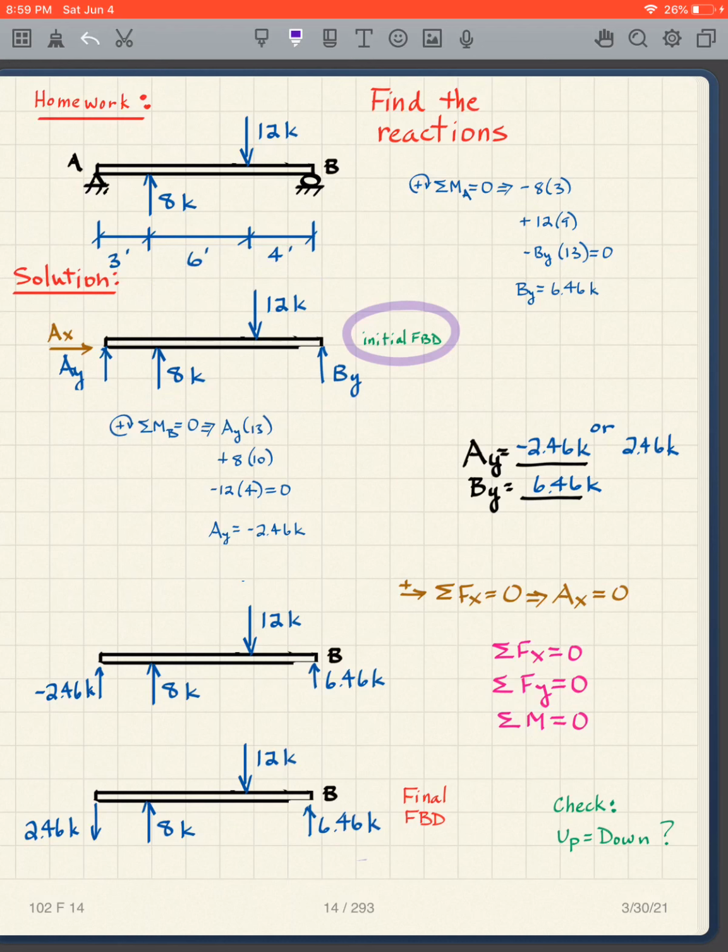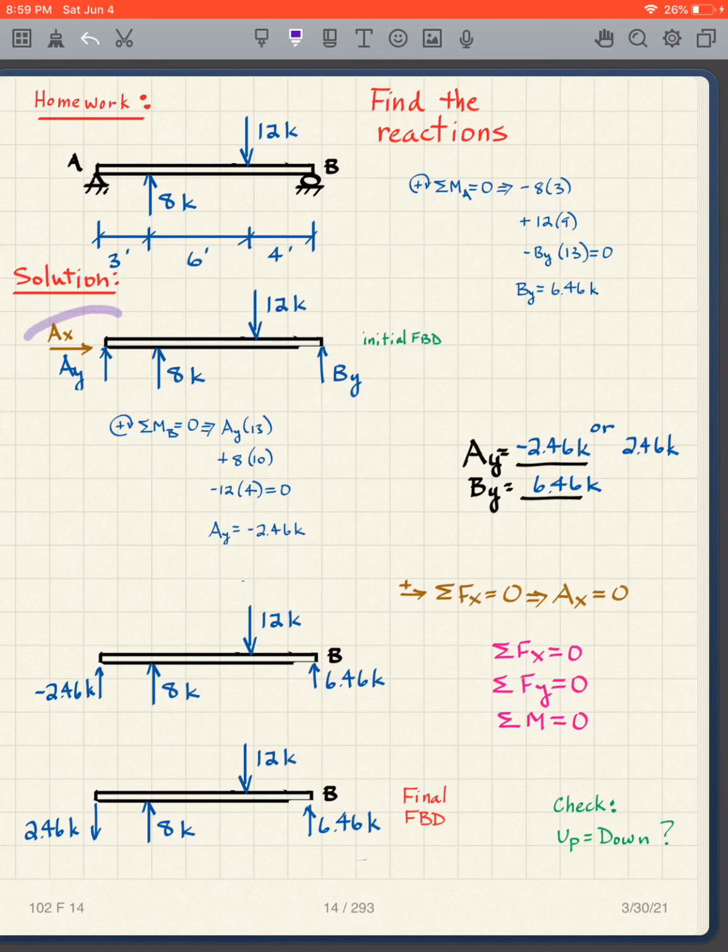So hopefully you got that initial free body diagram correct. Now what you're going to do is take moments about A and moments about B. Remember, that's the way I want you to do it. Moments about A, moments about B. So what do we have? Moments about A. I put it in the wrong place there, so we don't do that.